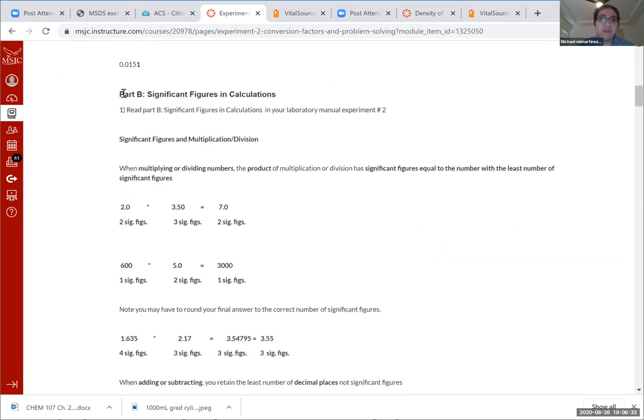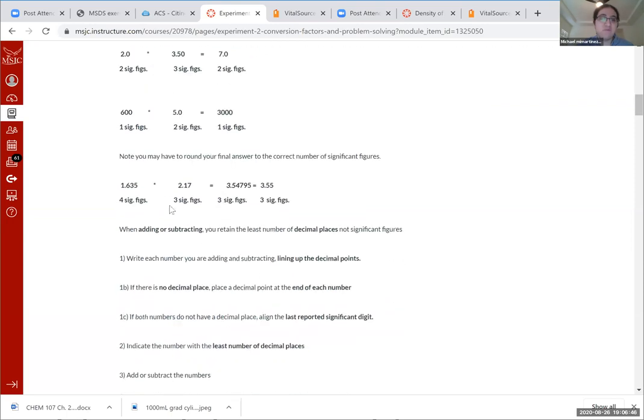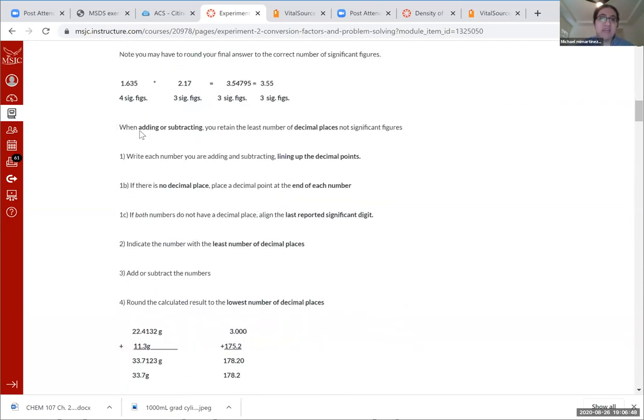For part B, significant figures and calculations, again, as a review from our lecture that we just had this morning, for multiplication and division, you retain the least number of sig figs. You may have to round. When adding or subtracting, you retain the least number of decimal places.